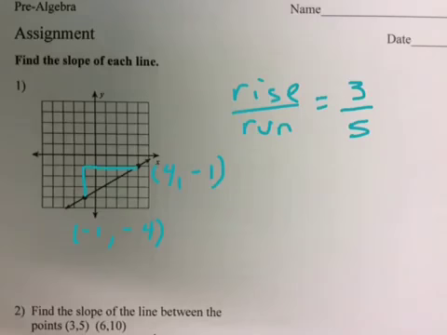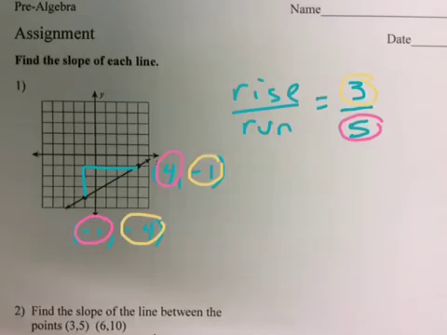Now, if we look at the coordinates of the points, you can notice that the difference between the y-coordinates, -1 and -4, is 3. That difference between them is 3, which tells you the change in the y. If you look at the x-coordinates of 4 and -1, the difference between 4 and -1 is 5.